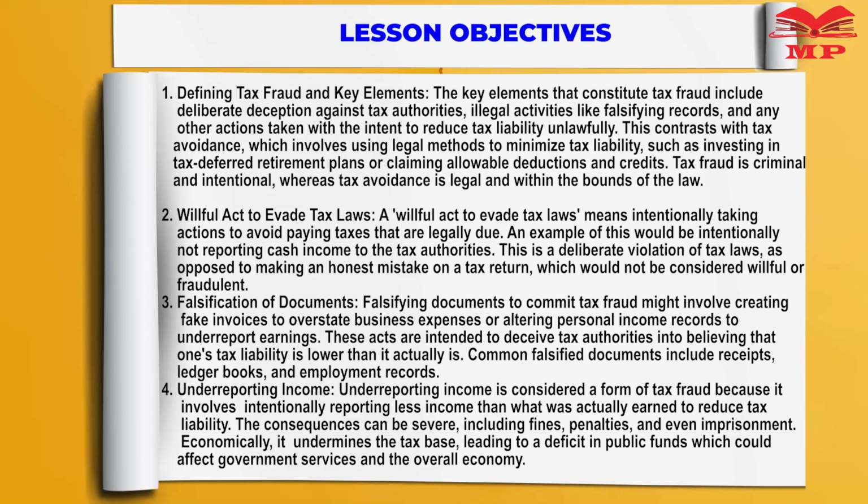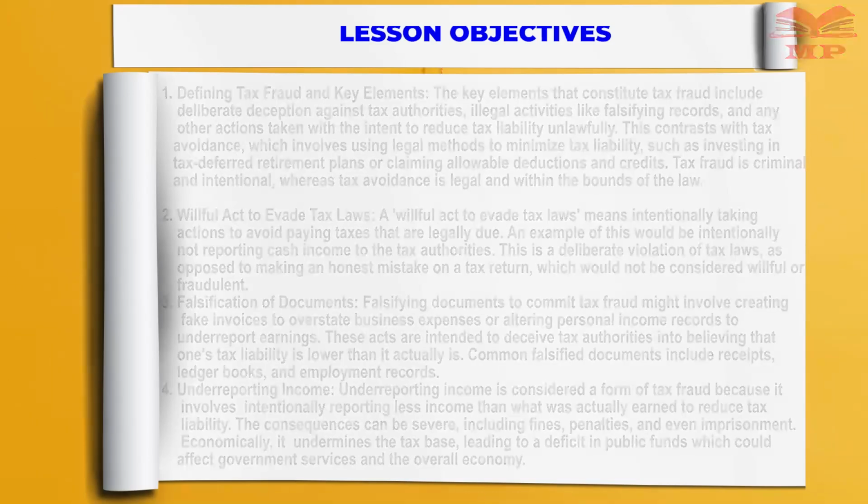Underreporting income. Underreporting income is considered a form of tax fraud because it involves intentionally reporting less income than what was actually earned to reduce the tax liability. The consequences can be severe, including fines, penalties, and even imprisonment. Economically, it undermines the tax base, leading to a deficit in public funds and could affect government services and the overall economy.